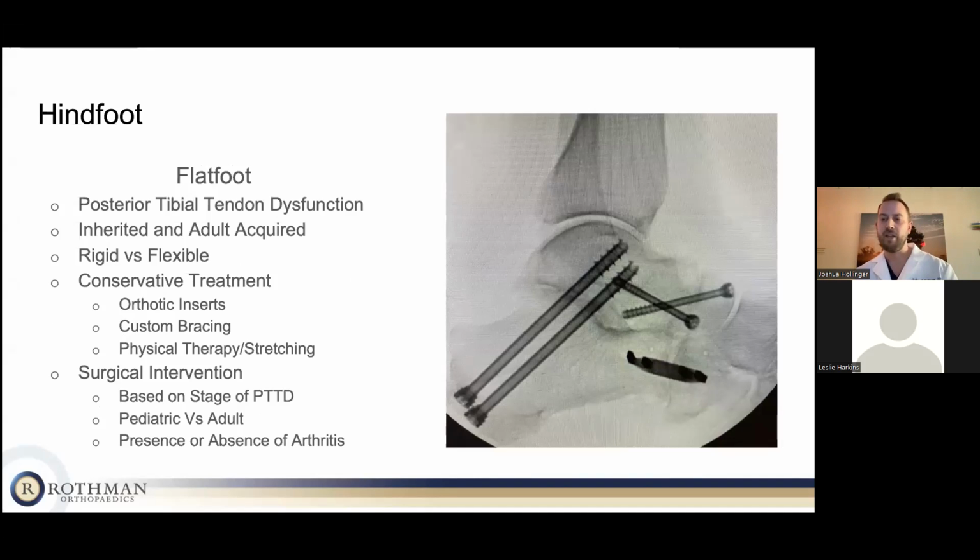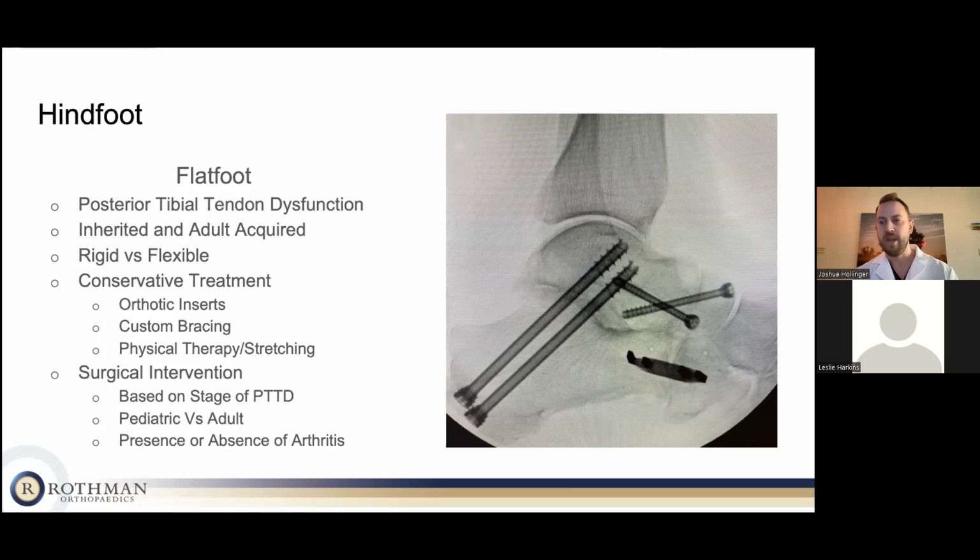Moving further back into the hindfoot, so thinking about the area underneath the ankle, kind of in the heel and the area behind the midfoot there. The first thing that comes to mind for me is a flat foot that develops what we call posterior tibial tendon dysfunction. And this is pain that runs along the inside of the ankle, often down to the insertion point of the tendon at the midfoot on the navicular. It's often due to a flat foot component.